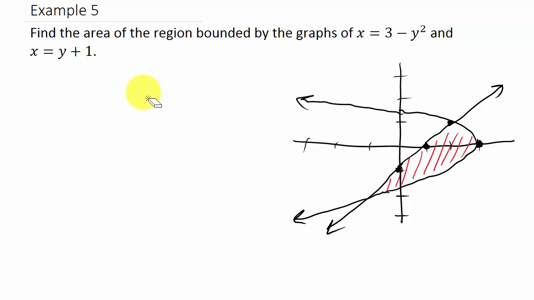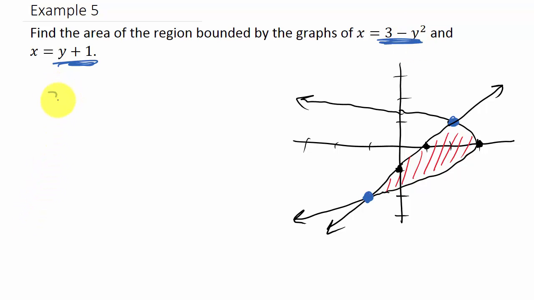Now, we need to find where these graphs intersect. So we need to know the x value of this point and the x value of this point. Well, I'm sorry, not the x value, but actually we'll be finding the y value because we're going to set this equal to this, and so we'll actually be solving for y.